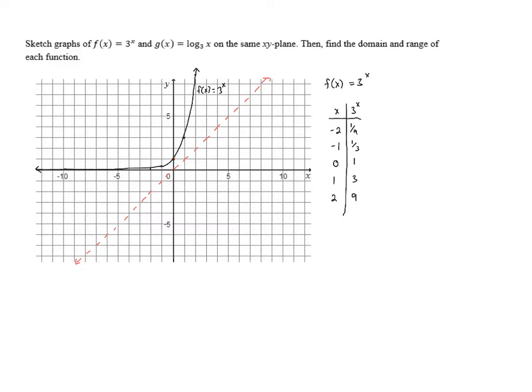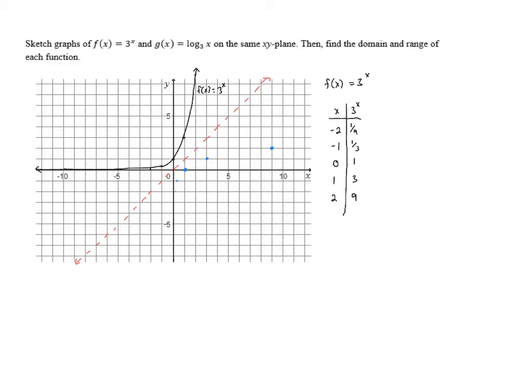So instead of 0, 1, we're going to end up with 1, 0. Instead of 1, 3, we're going to have 3, 1. Instead of 2, 9, we're going to have 9, 2. Instead of -1, 1/3, we're going to have 1/3, -1. And instead of -2, 1/9, we're going to have 1/9, -2.